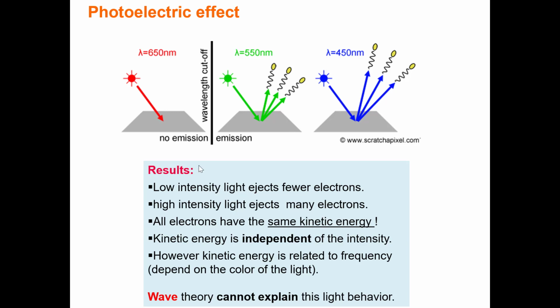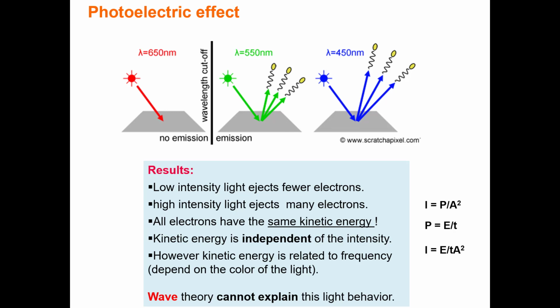When they irradiated with, for example, low intensity green light, they observed fewer electrons. When they irradiated with high intensity green light, many electrons. But all the electrons had the same kinetic energy. This is something they cannot explain if they consider the light as a wave.